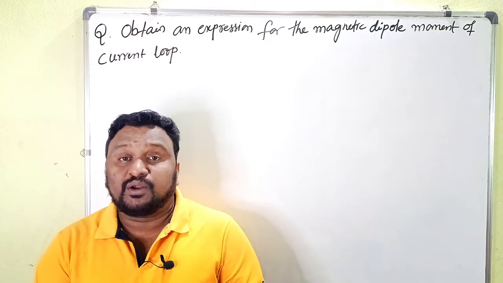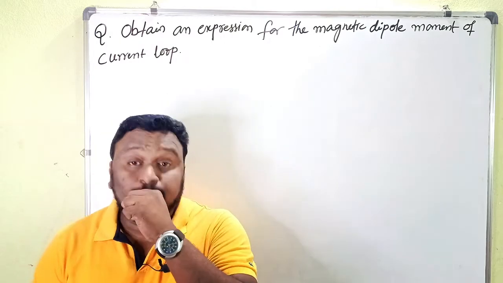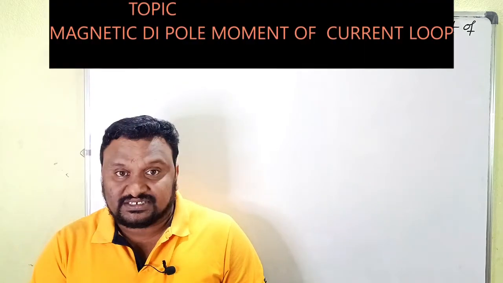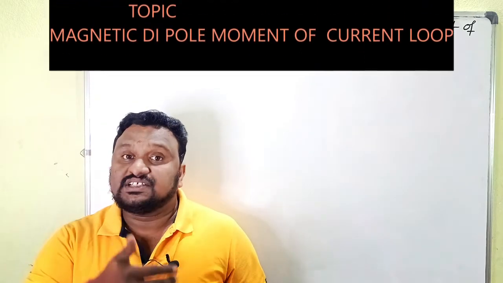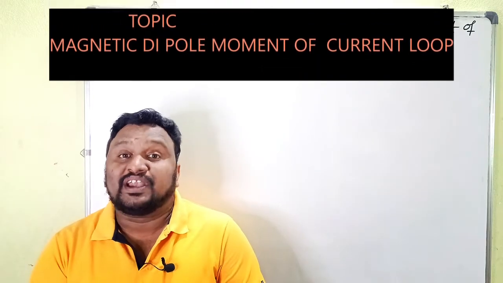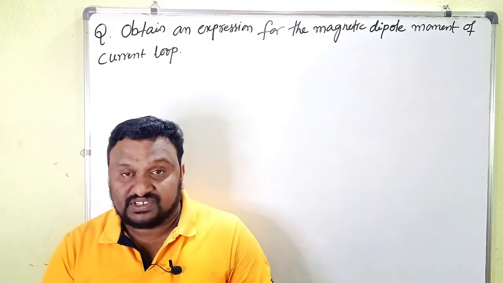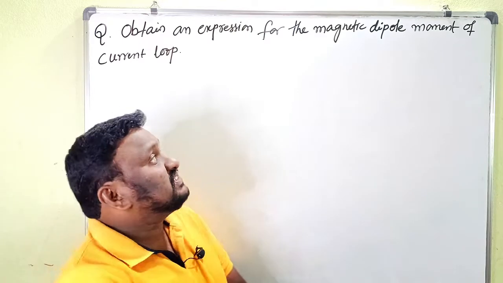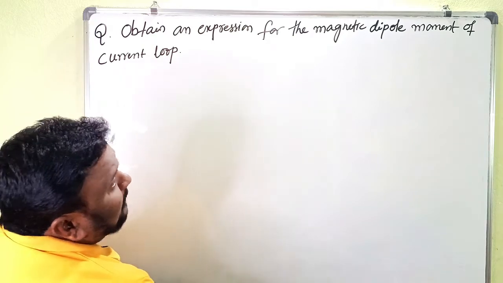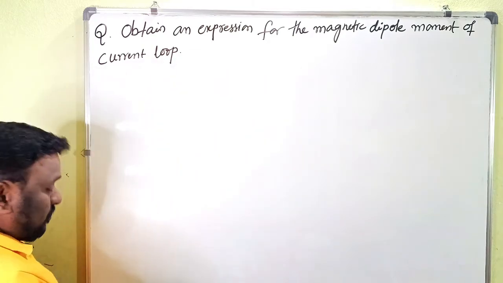In this video we are going to discuss how to derive the expression for dipole moment. This is a four marks question in the chapter of moving charges and magnetism, Intermediate second year physics. So the question should be like this: obtain an expression for the magnetic dipole moment of a current loop.